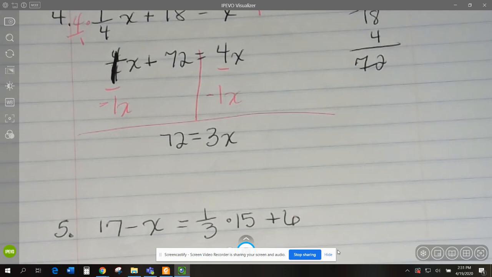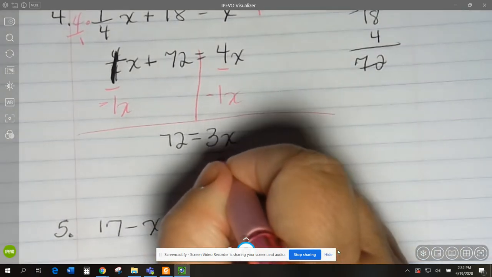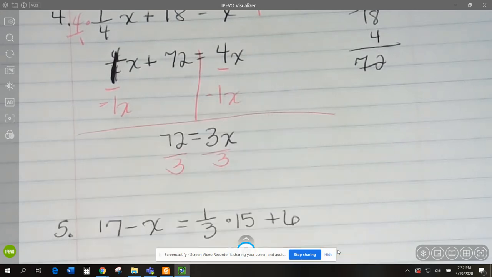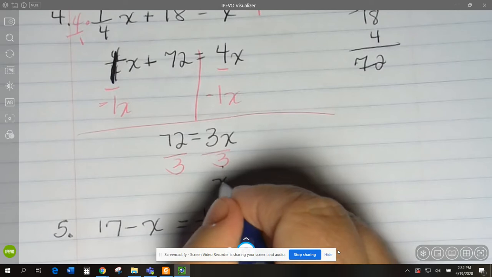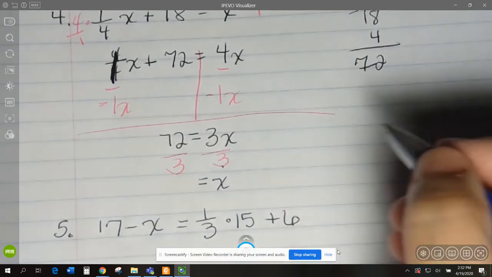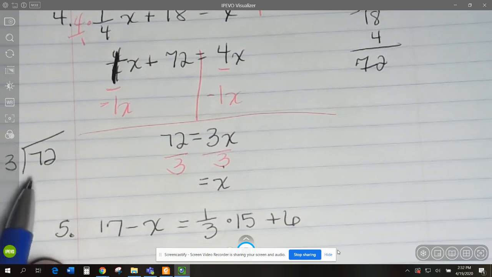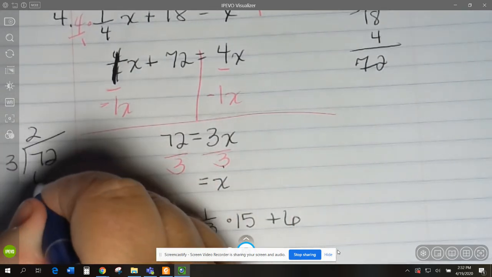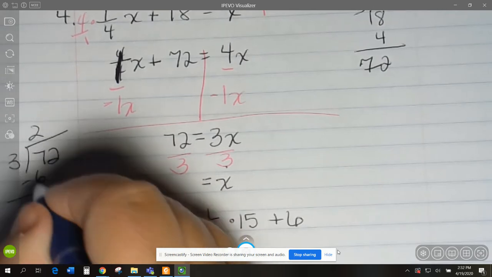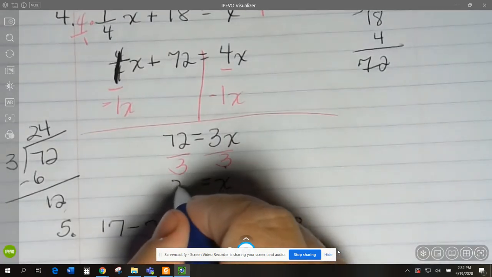Now 3x is multiplication. To get rid of multiplying, we're going to divide by 3. So 3 divided by 3 is 1x. We're going to keep the 1 invisible, just make it an x. And then we're going to go 72 divided by 3. 3 goes into 7 2 times, that's 6. And 3 goes into 12, 4. So it's going to be 24.